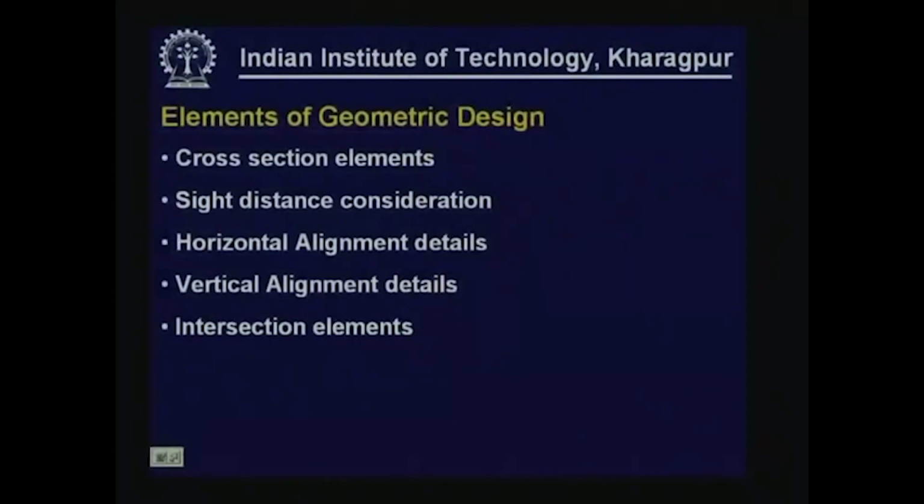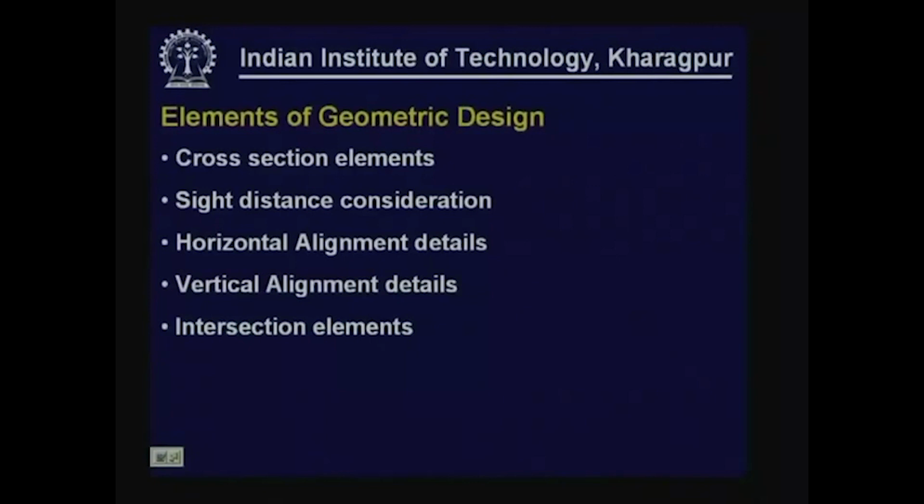Cross section elements, obviously what all we see, the blacktop surface and what are the other elements on both sides. Sight distance consideration, visibility or the clear distance of the road ahead. An adequate length of the road must be visible to the drivers. So, there is a sight distance consideration. We talk about the different design considerations in terms of the sight distance.